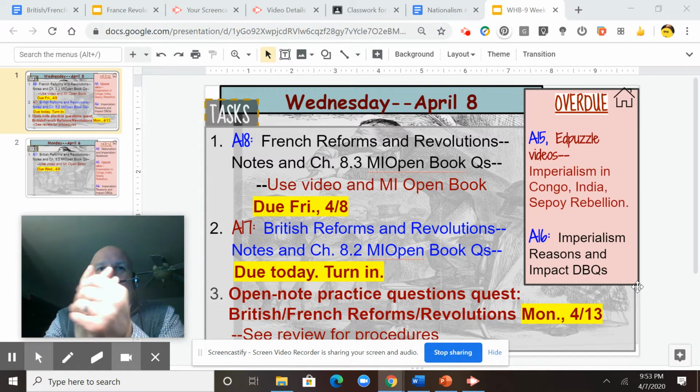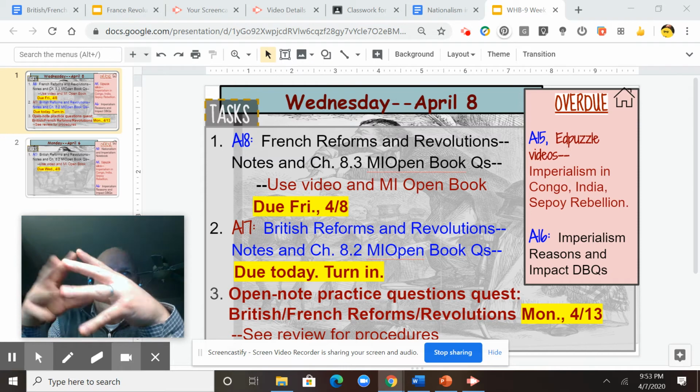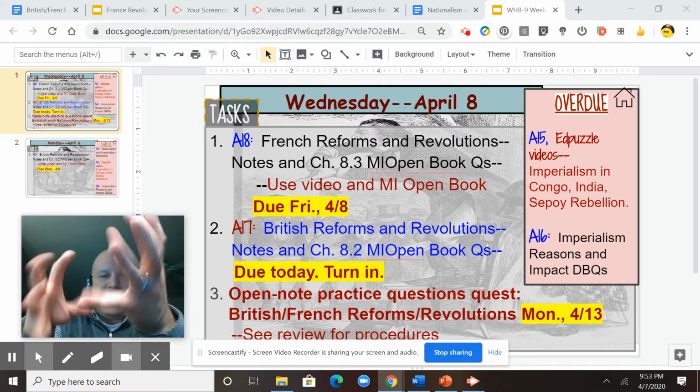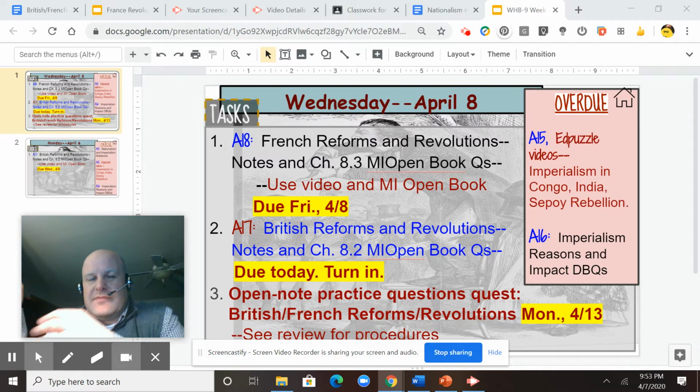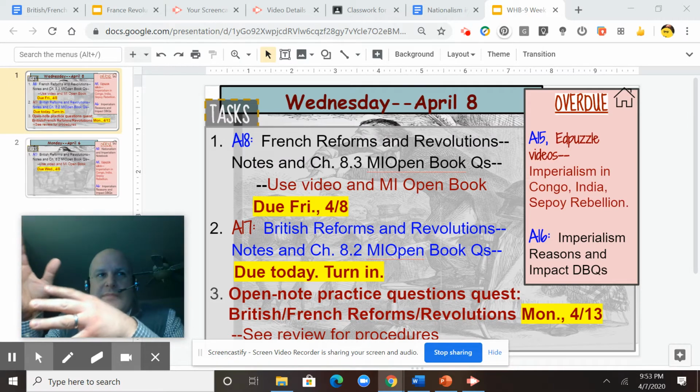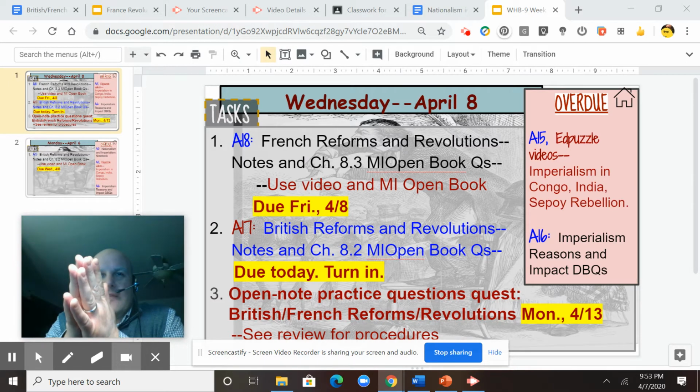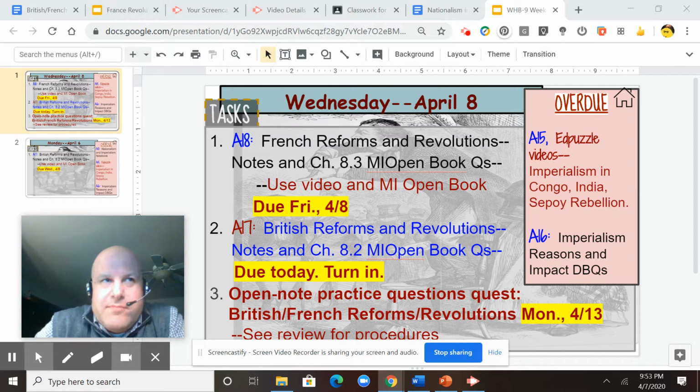Okay, so for today, it was supposed to be the British reforms and revolutions. We were looking at British reforms, the ones from the time of the Industrial Revolution, and then political reforms. You had some notes from yours truly, and then my open book questions. Now we're going to shift over to France.